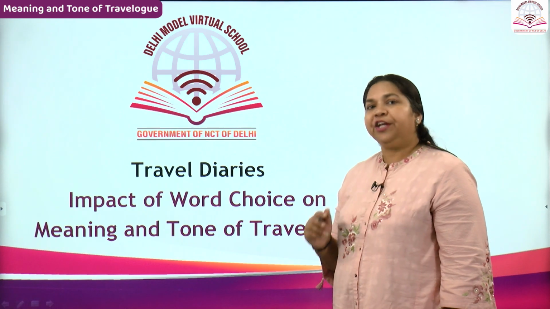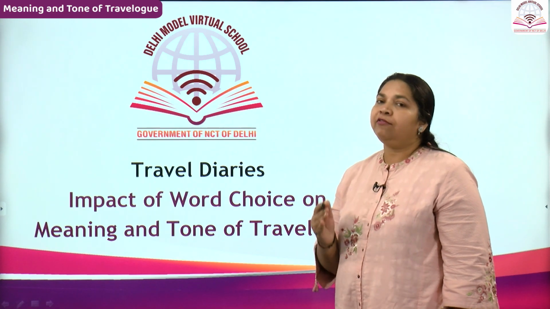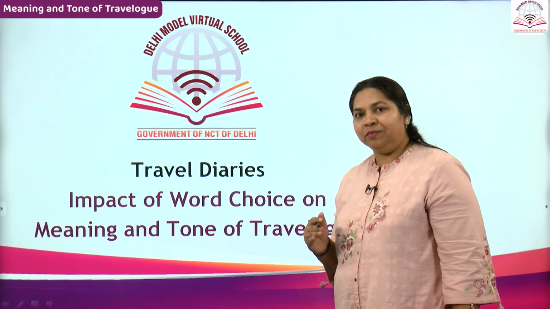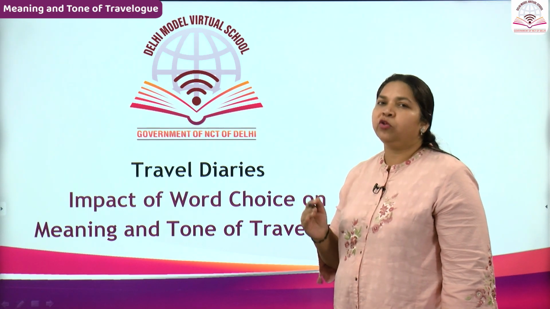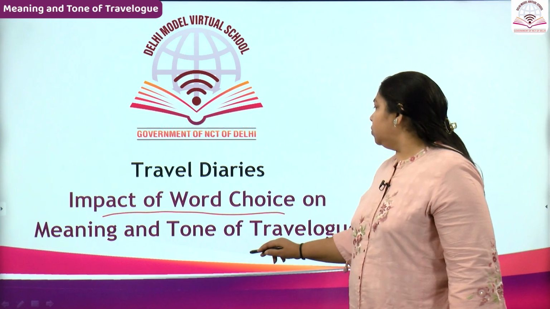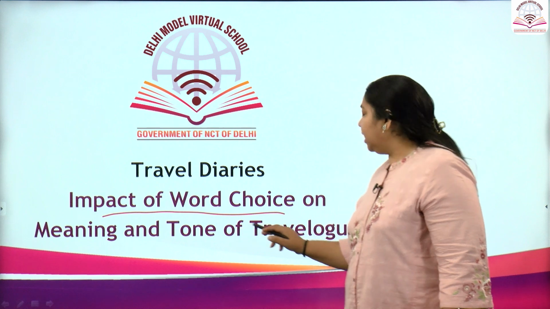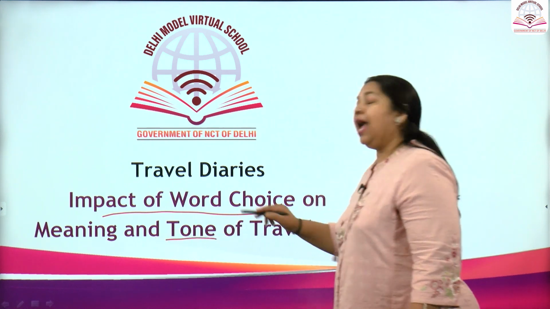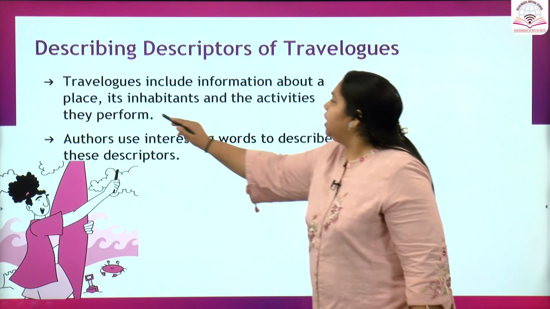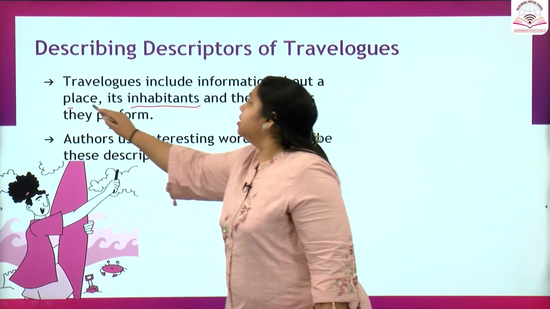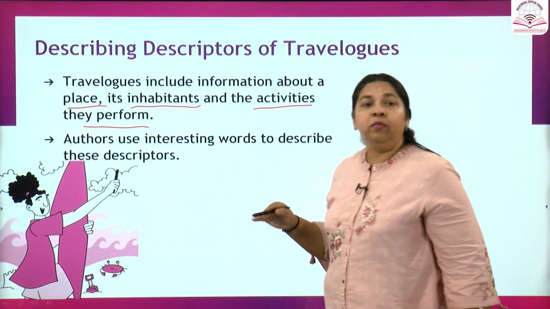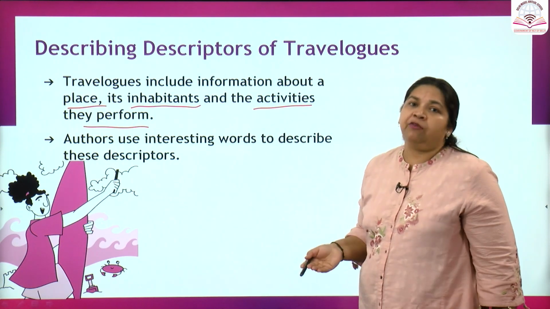In the previous video, we understood that we have to mention 3 descriptors in our travelogue. But then we have to describe those travelogues, and the words which we choose to describe the travelogues give travelogue a meaning and a tone. So, we'll understand the 3 descriptors, that is place, inhabitants and the activities they perform need to be described carefully.